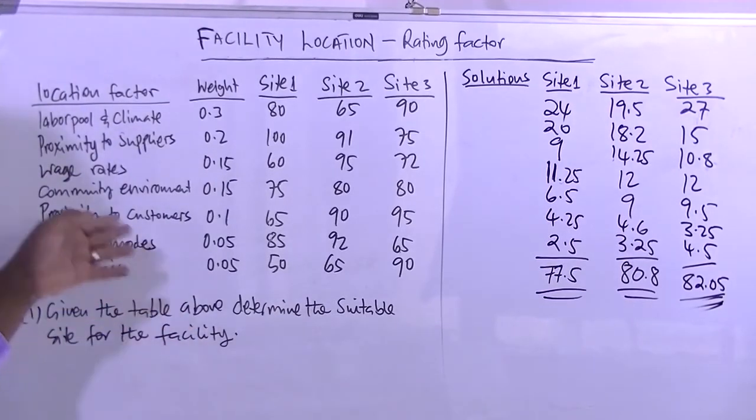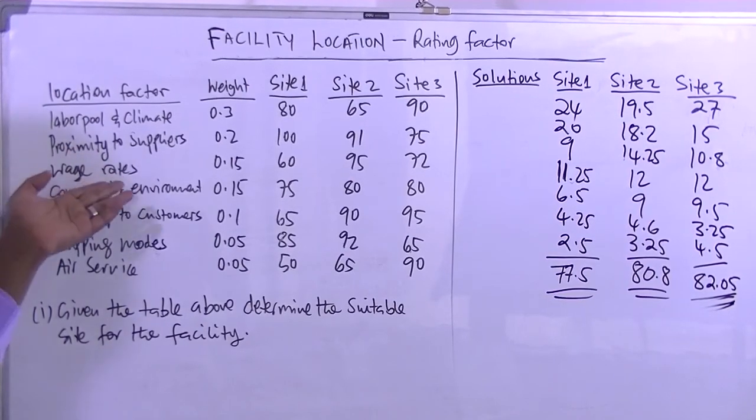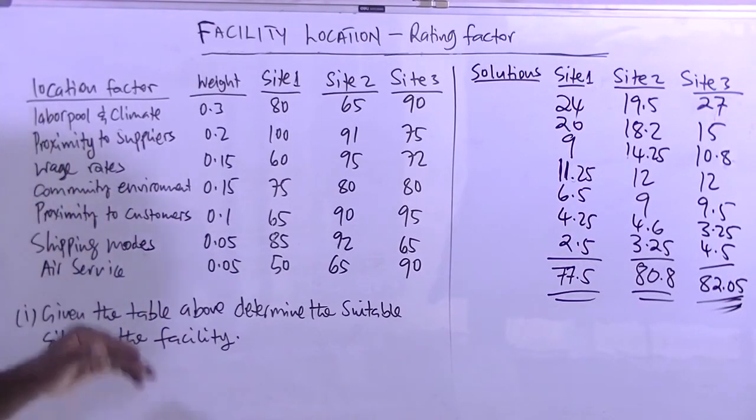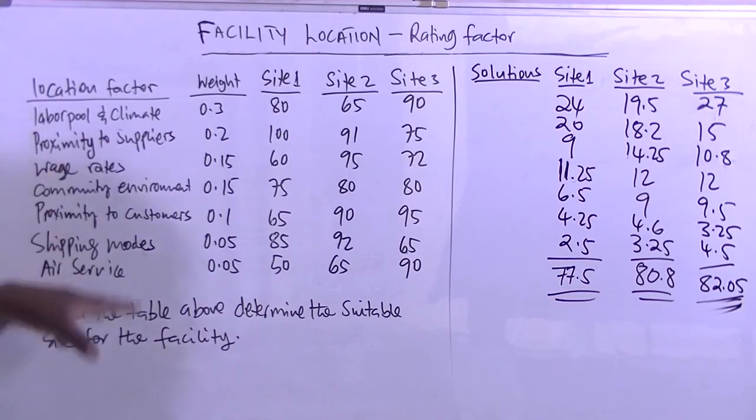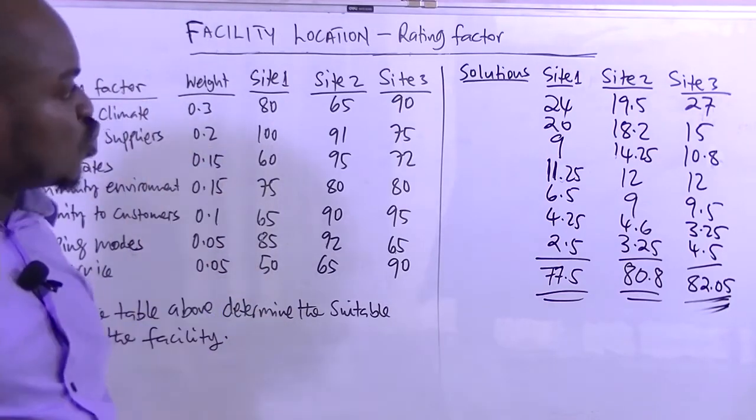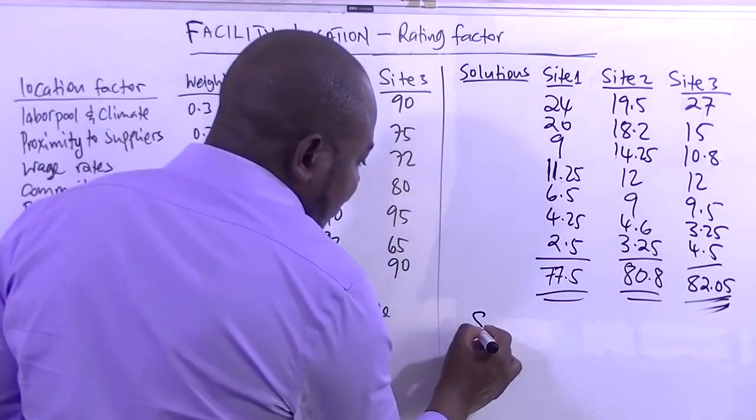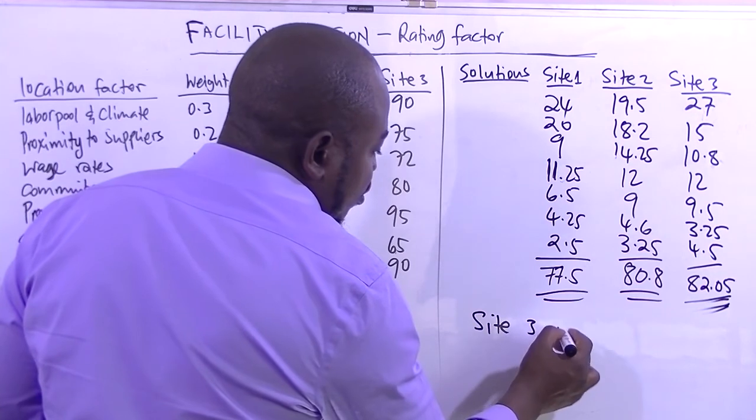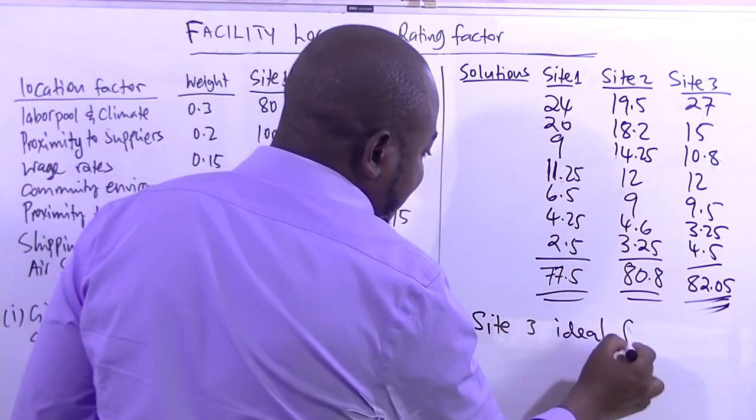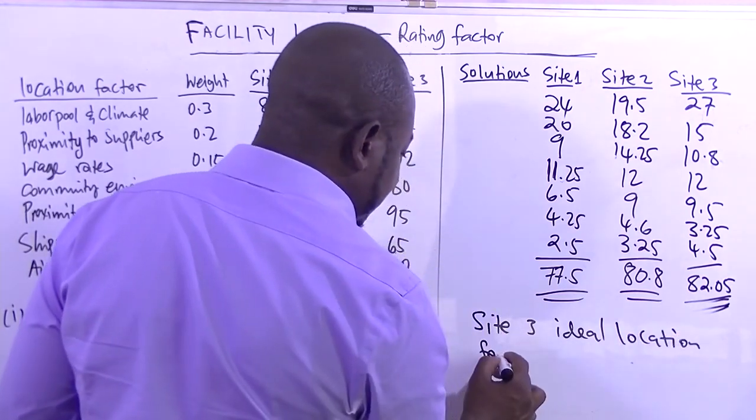Remember, the factors which are there: proximity to the supplier simply talks about the distance, then wage rates, community environment, proximity to customers. So all these are more like advantages. So if they are advantages, then I need to choose the highest expected score. So the highest expected score is basically site 3. Therefore, we can deduce that site 3 is the ideal location for our facility.